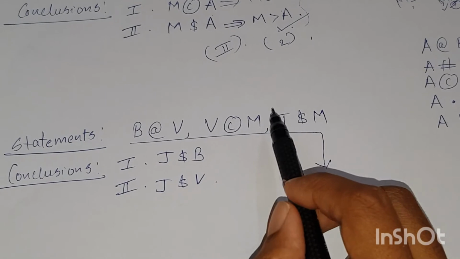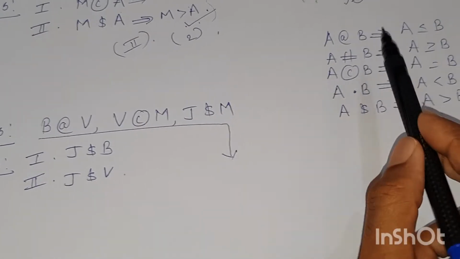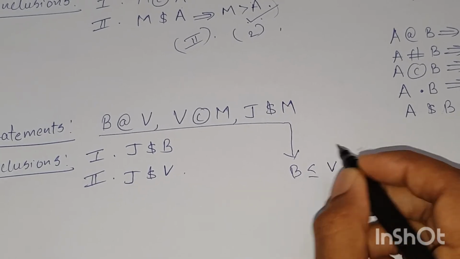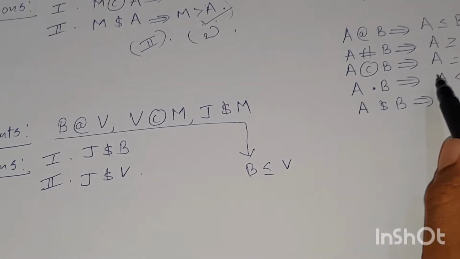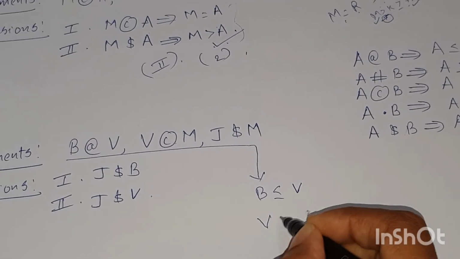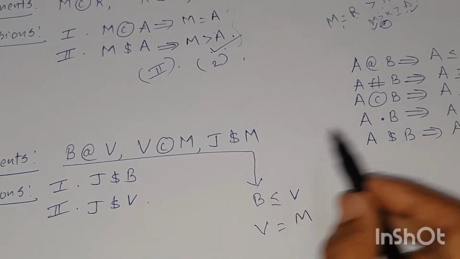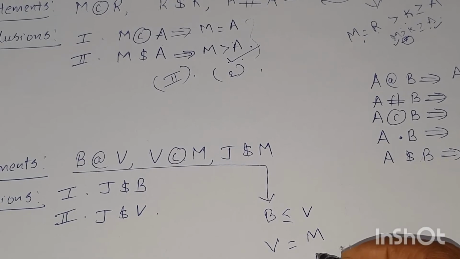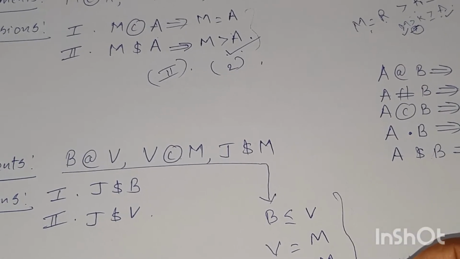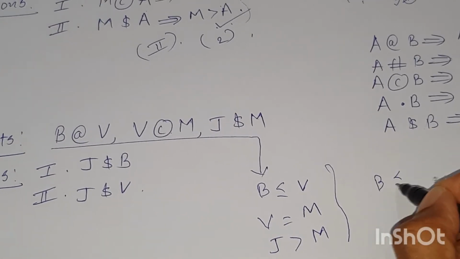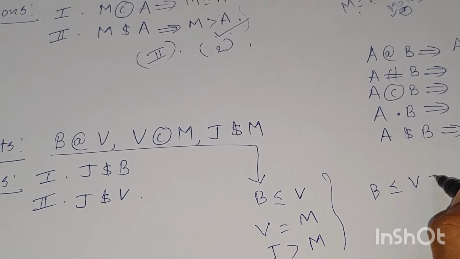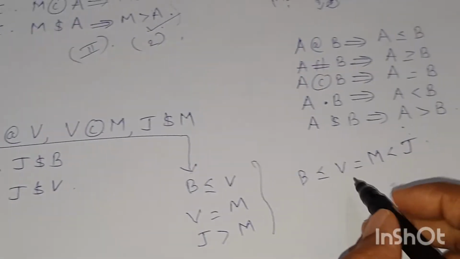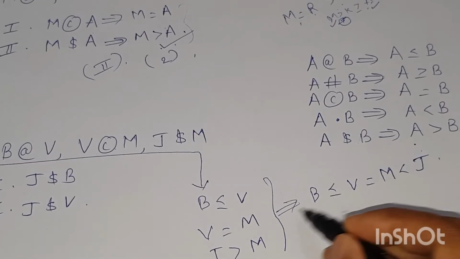Now going to the fifth one, statements B at the rate V. At the rate means less than or equal to. So B is less than or equal to V. V copyright M. Copyright means equal to. So V is equal to M. J dollar M. Dollar means greater than. Okay. So J is greater than M. We can rearrange this statement as B is less than or equal to V, and that V is equal to M, and that M is less than J. Okay, so this can be rewritten like this, right?